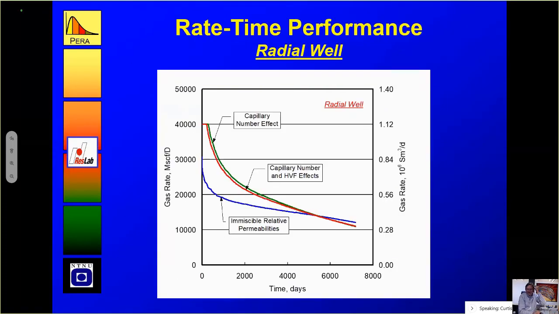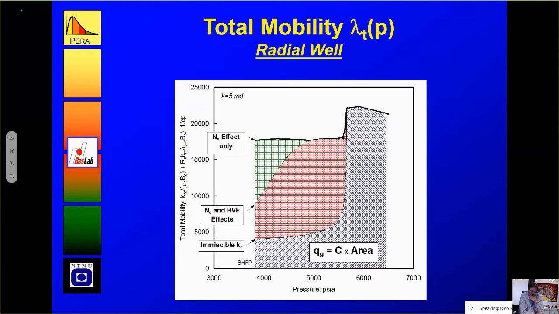Here. Okay. Yes. So here we see that the high velocity flow effect, or non-Darcy effect, does not have a real big impact on the gas production profile. Despite the slide before, or two before, where we saw that the mobility is significantly decreased if we take into account the non-Darcy flow effect. Right.